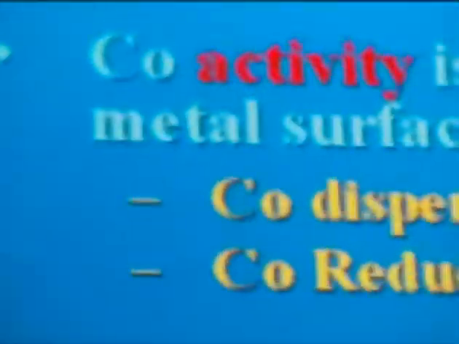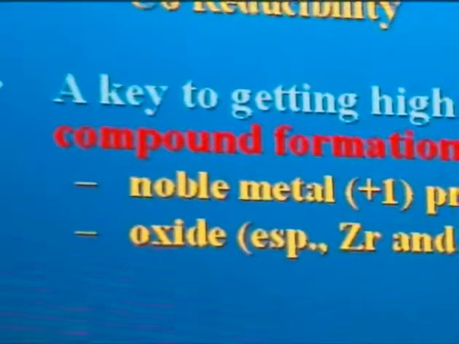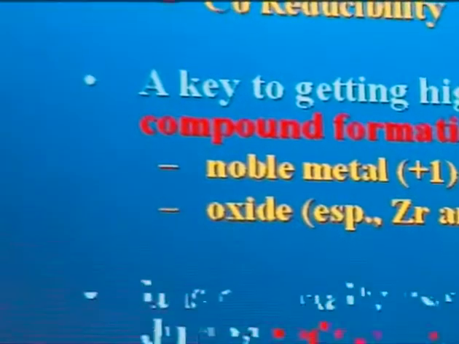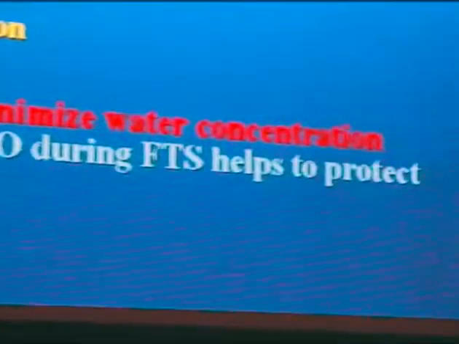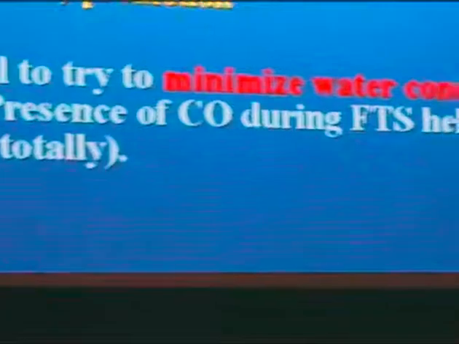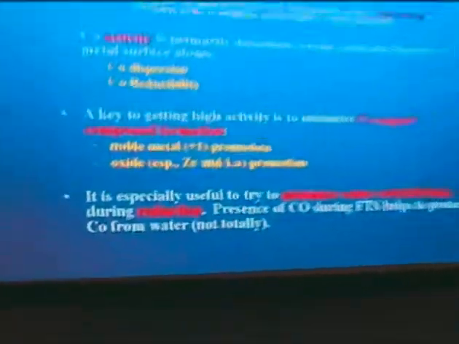The cobalt activity is primarily related to cobalt dispersion and reducibility. The key to getting high activity is to minimize cobalt-support compound formation, either with noble metal promotion or with some sort of oxide promotion that helps block those entry points into the support. It's especially useful to minimize the water concentration during reduction, and that's a key to everything. It probably has something to do with modifying the refractory oxides as well, making it easier for the interaction.